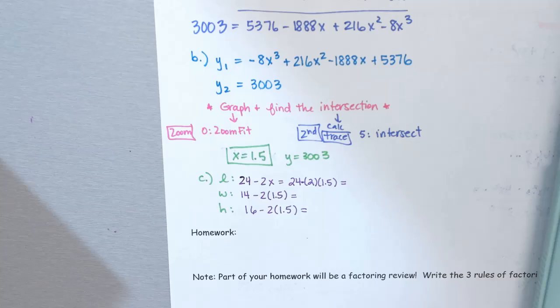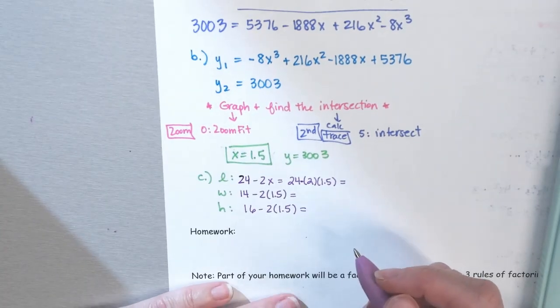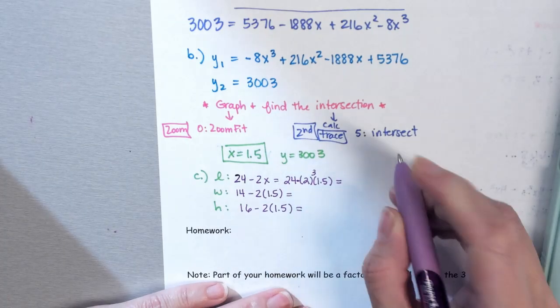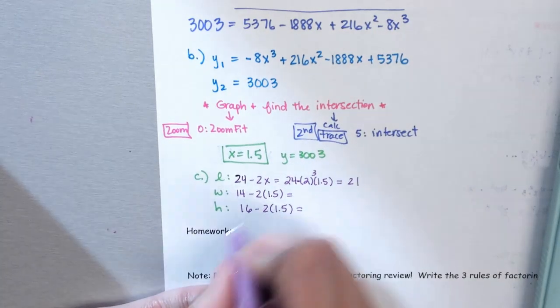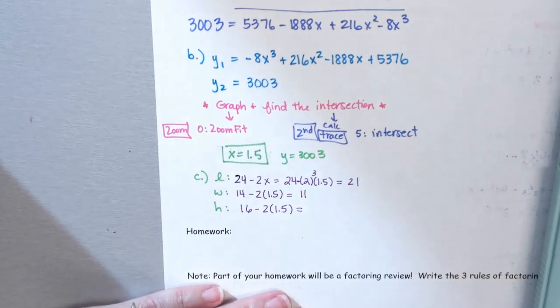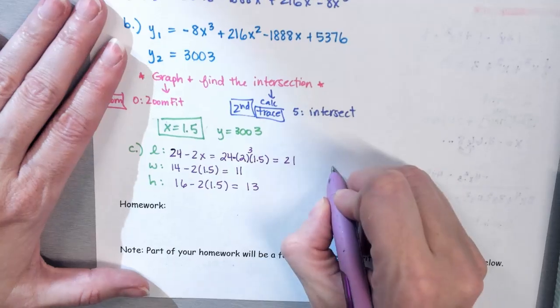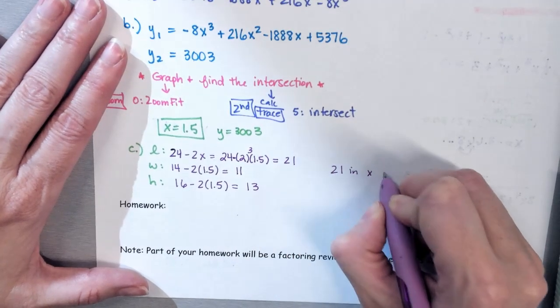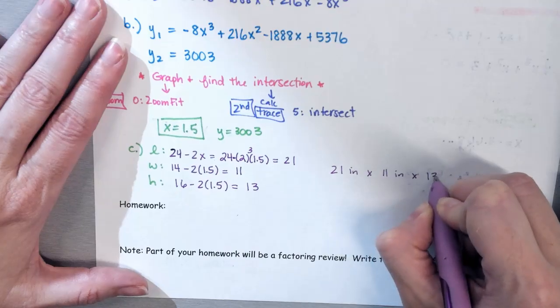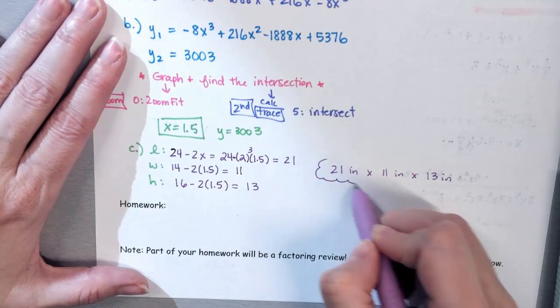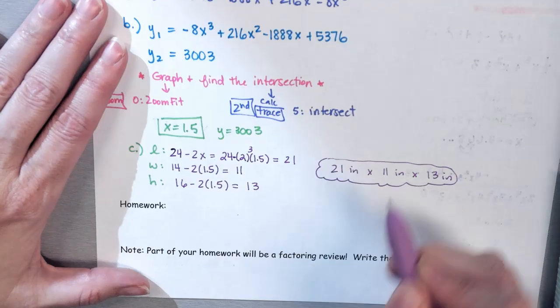You don't have to worry. That's the other thing. What is 2 times 1.5? 3. So really, it's simpler to do this not punching it in your calculator. 24 minus 3, 21. 14 minus 3, 11. 16 minus 3, 13. So when you're writing your dimensions, remember these are in inches, so it's 21 inches by 11 inches by 13 inches. Okay, that's going to be your total.